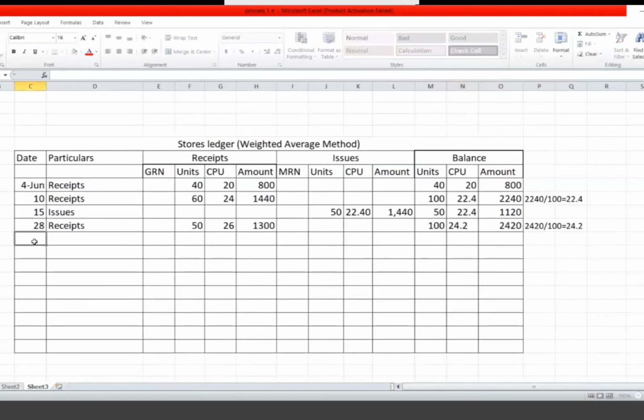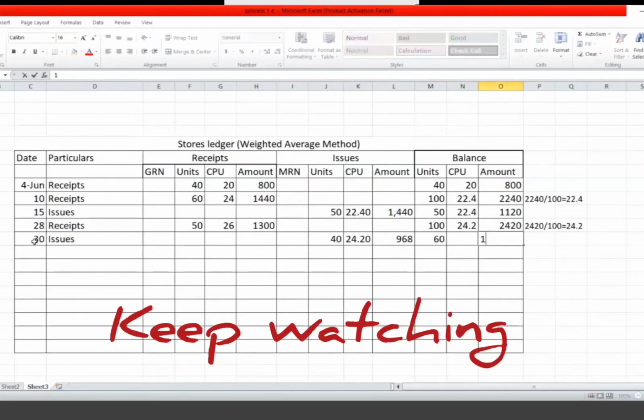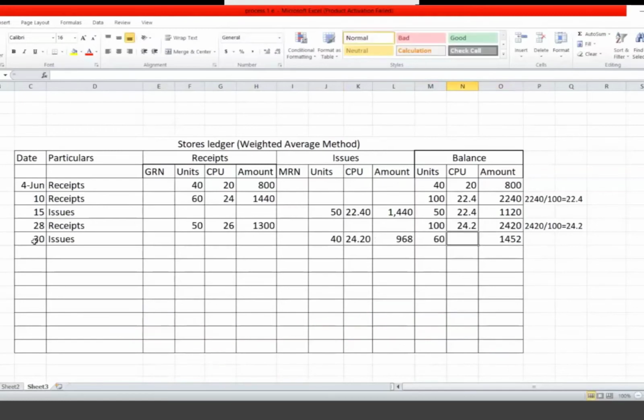Next, 30th. On 30th it is issues. How much? 40 units. 40 into the price, which you already calculated as 24.2. Amount 968. Now the balance: 100 units were there, 40 you have issued, so 60 units are in your hand. 2420 minus 968, 1452. We didn't buy anything in between, so the cost per unit will be 24.2. Such a small question, right? So I hope all of you understood.